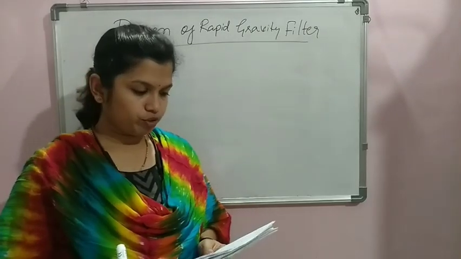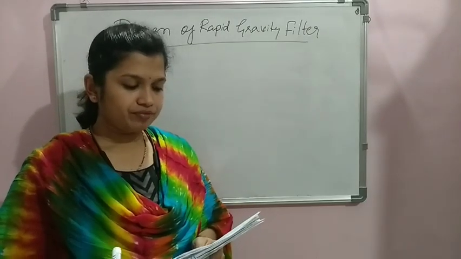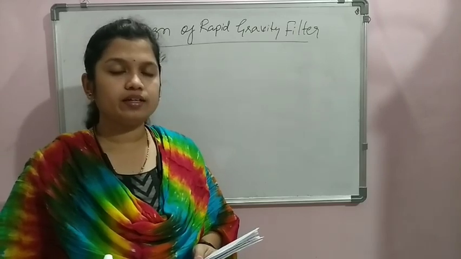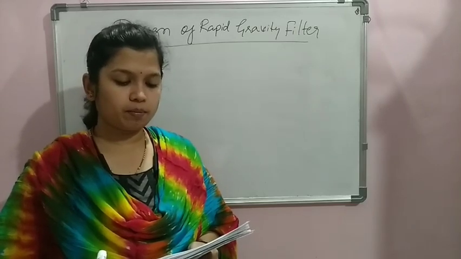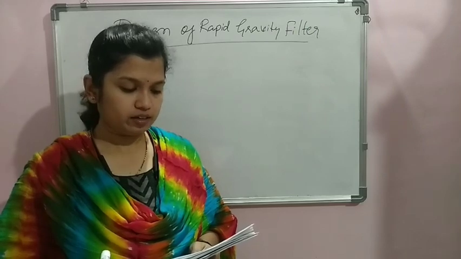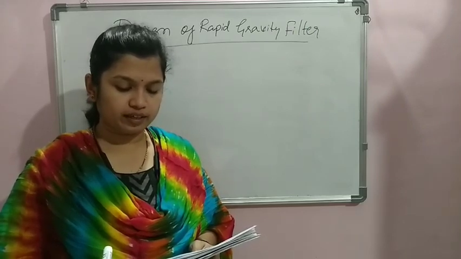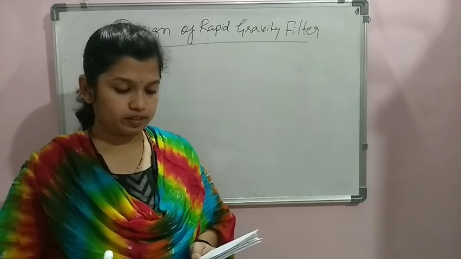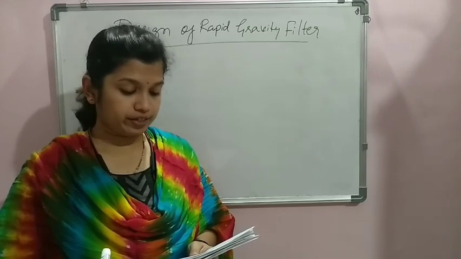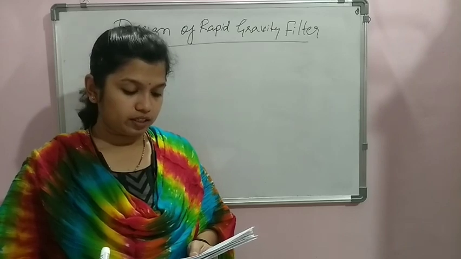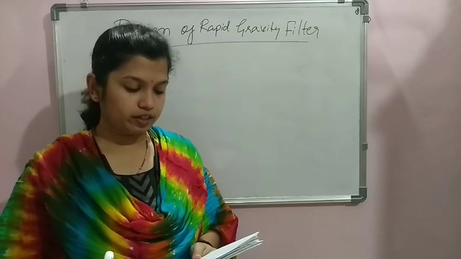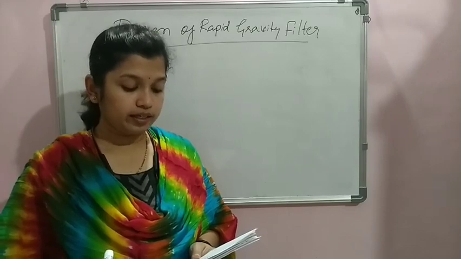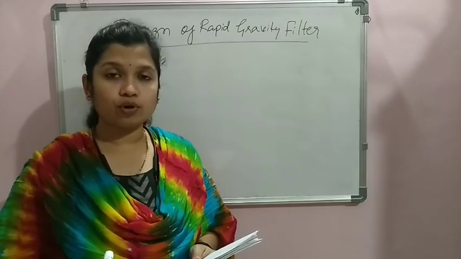Let us take up one more numerical on filter design. The filter unit is 4.5 meter by 9 meter. After filtering 10,000 cubic meter per day in a 24 hour period, the filter is backwashed at the rate of 10 liters per meter square per second for 15 minutes. Compute the average filtration rate, quantity and percentage of treated water used in washing, and the rate of wash water flow in each trough. Assume 4 troughs.